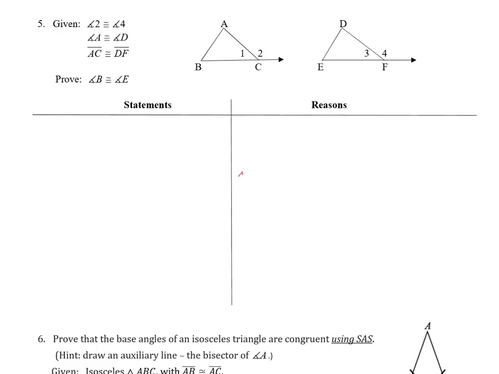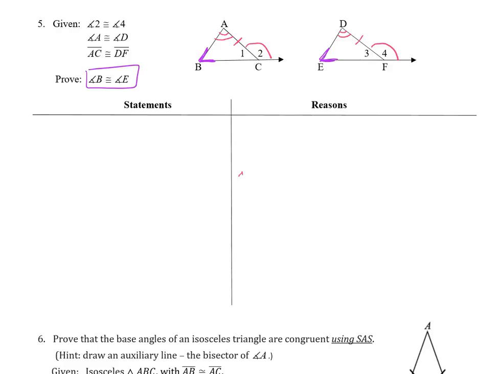Okay, next, angle 2 is congruent to angle 4. A is congruent to D. And I know that AC is congruent to DF. Now I want to prove that angle B is equal to angle E. So I'm trying to get there. So that means that I should get these two triangles congruent, right? Now the problem is, right now I have angle 2 and 4 congruent, but they're on the exterior of the triangle. And that doesn't help me. I need to get it inside the triangle.